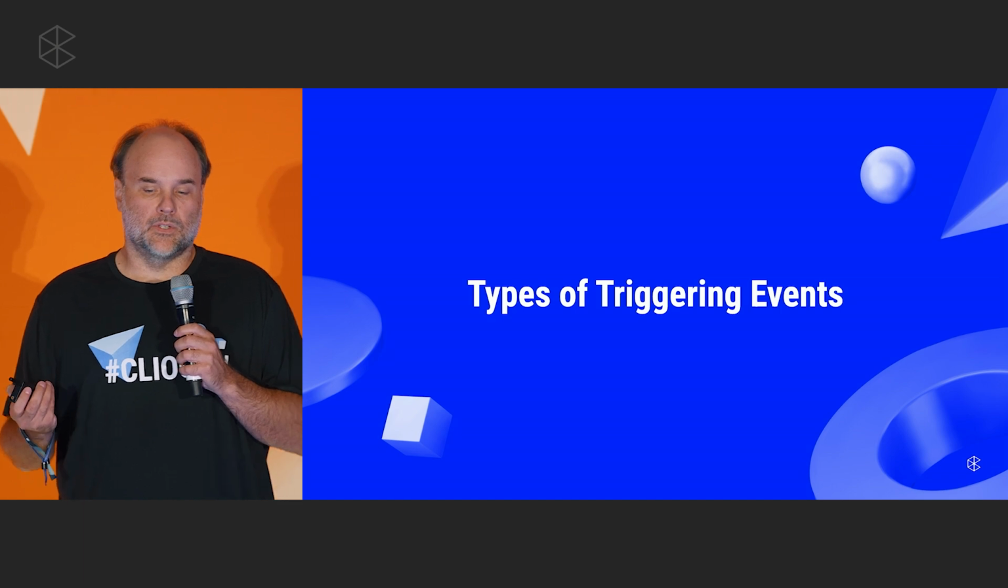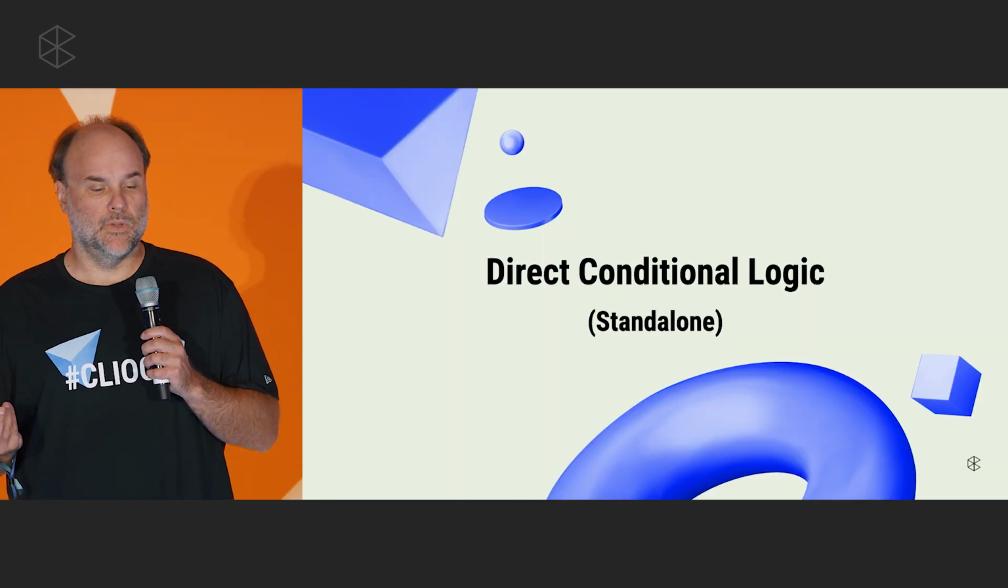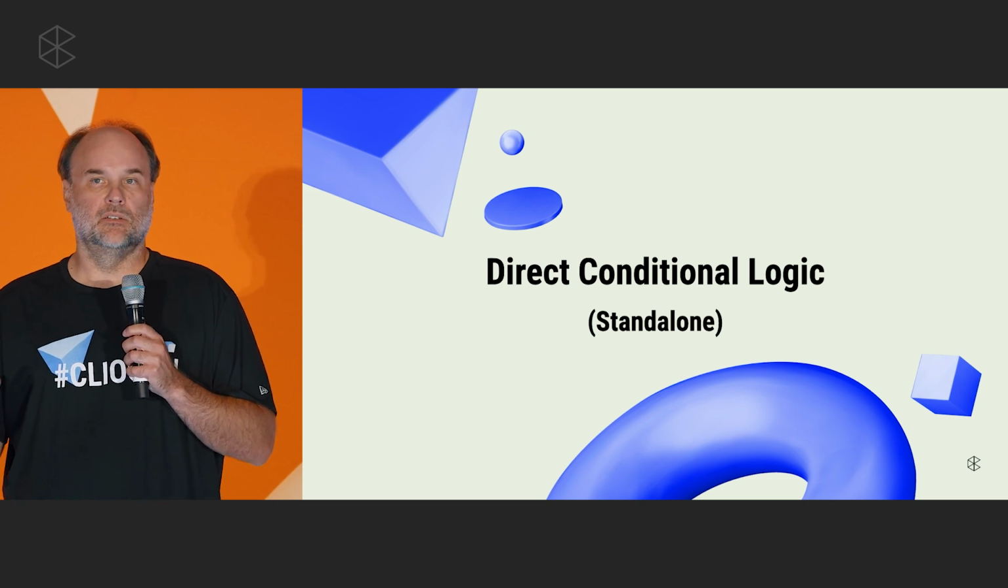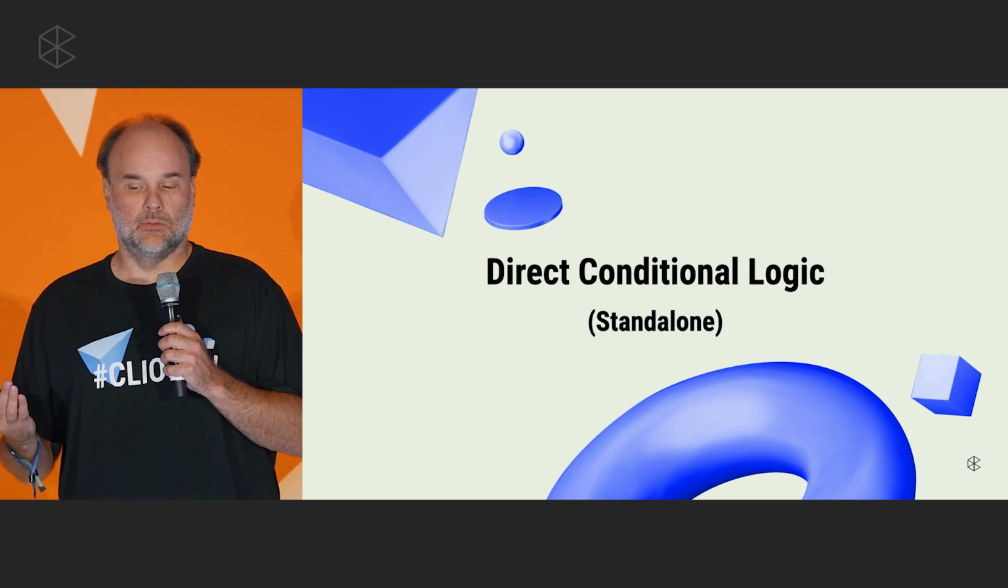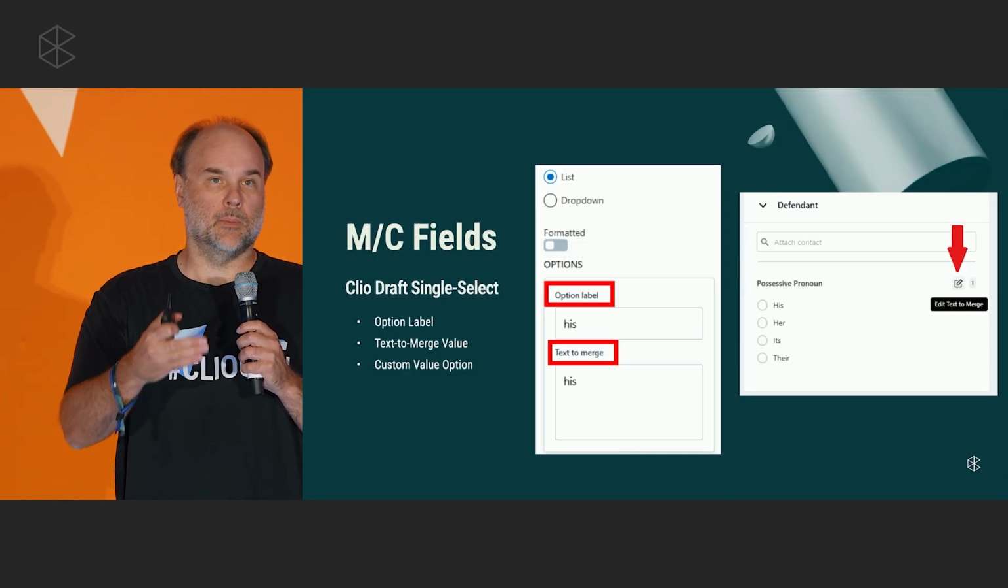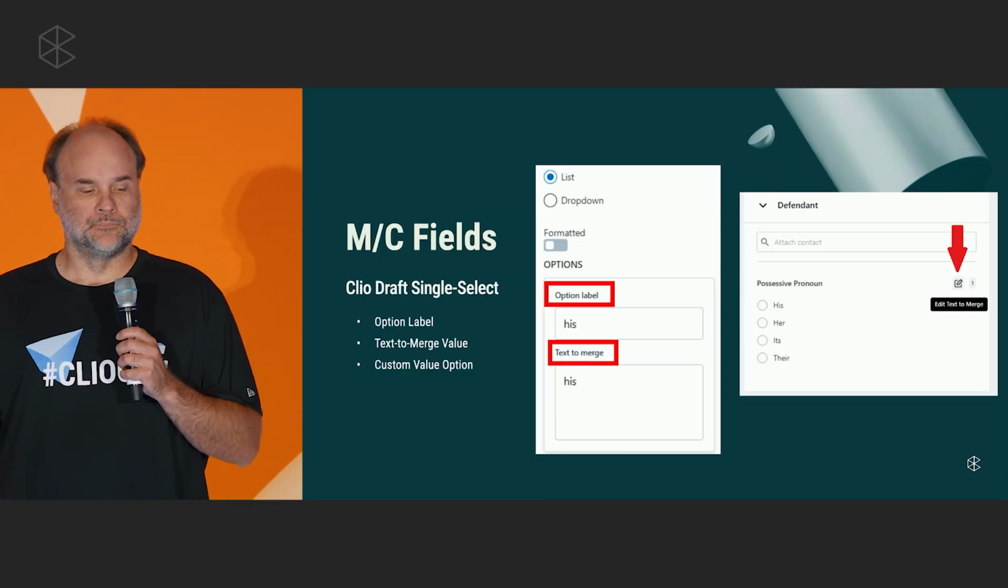So how do we trigger conditional logic? There are two ways to do that, generally. One is direct conditional logic. That's where you just ask directly, what do you want to have happen? Okay. So that's like your multiple choice field, where you say, if you choose this option, insert this text.